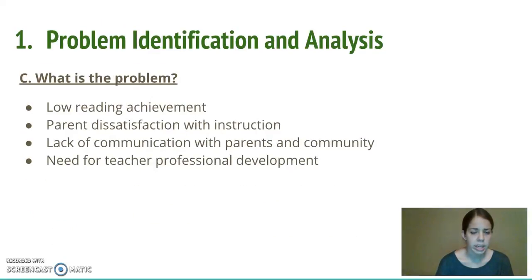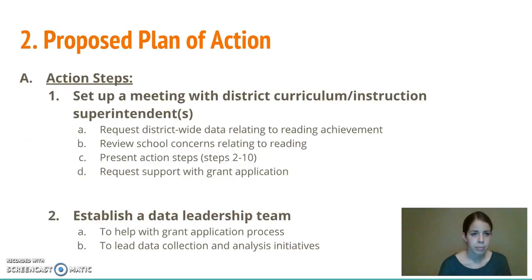Okay, and C, what is the problem? Well, the problem is that we have low reading achievement in our school comparatively. We have parent dissatisfaction with the instruction in reading. There's clearly a lack of communication with parents and the community about our curriculum and instruction and student achievement. And there's need for teacher professional development to update our classrooms with best practices.